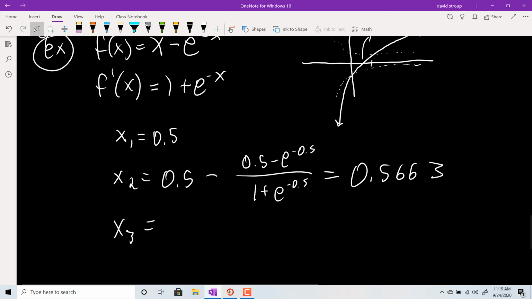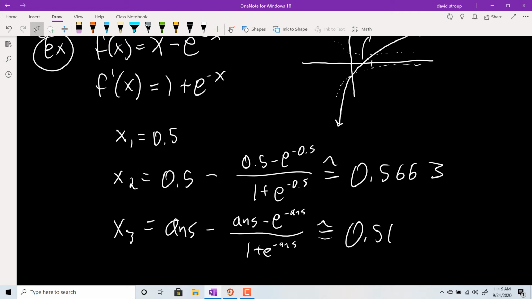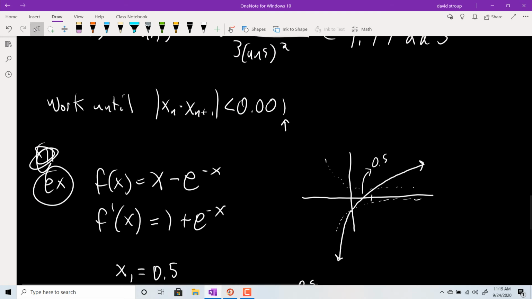Okay. Go on to my next one. x3 is going to be basically that answer minus (that answer minus e to the negative answer) all over (1 plus e to the negative answer). And my calculator is saying that is about 0.5671. So you want these numbers here to not change as you go from one to the next. And when that happens, then your accuracy will be less than 0.001.